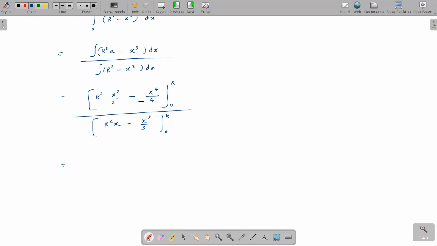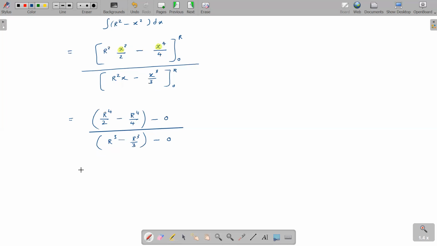So let's input the limits now, replacing all the x values with r. It's going to be r squared into r squared, that's r to the power 4 over 2, minus r to the power 4 over 4. All right, guys, minus, and now you input x as 0, which gives you 0. Then the denominator is r squared into x, that's r cubed, minus r cubed over 3. Then the compulsory minus in the middle, replacing x with 0.